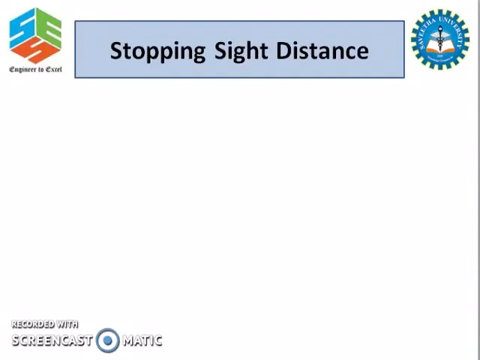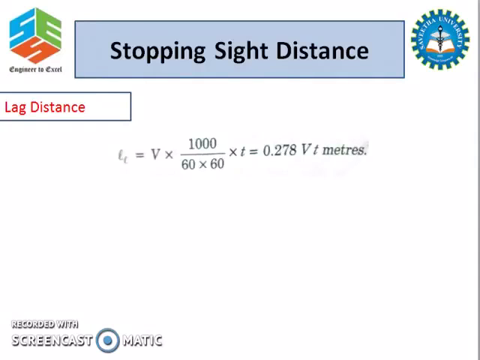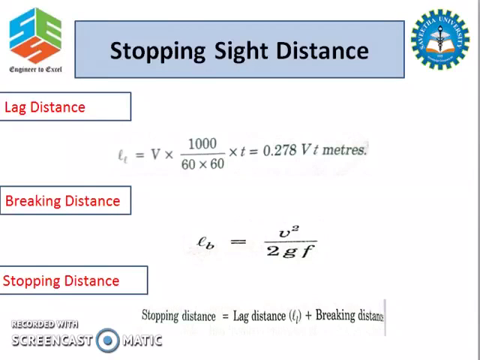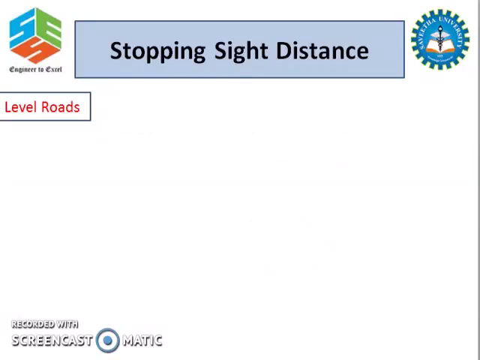Stopping sight distance: the total stopping distance of a vehicle is based on the lag distance and braking distance. Lag distance is the distance moved by a vehicle while traveling during the total reaction time. Then braking distance, and stopping distance is equal to lag distance plus braking distance.